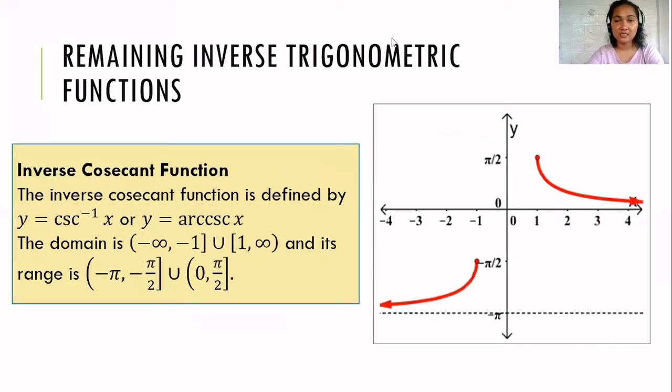In terms of the graph of the inverse cosecant, we have this illustration. Looking at it, the domain is from negative infinity to negative 1, union 1 to positive infinity. That means the function is undefined on the interval negative 1 to positive 1. The range should be from negative pi to negative pi over 2, union 0 to pi over 2. Now let's proceed with the rest of the examples for this lesson.